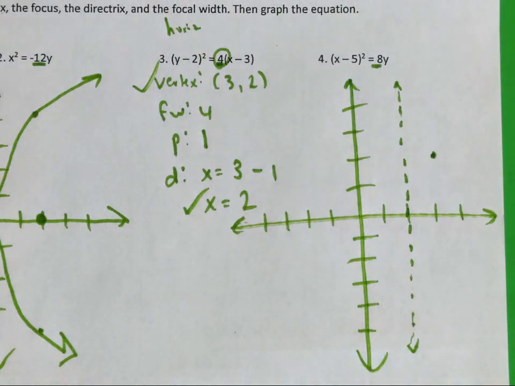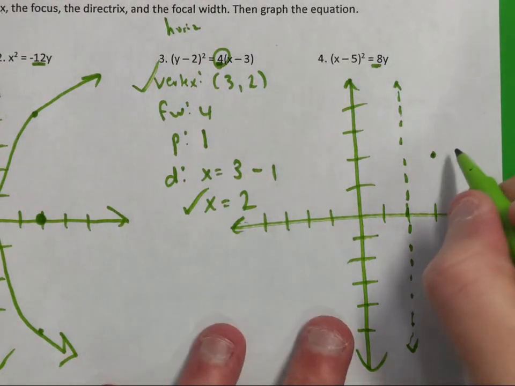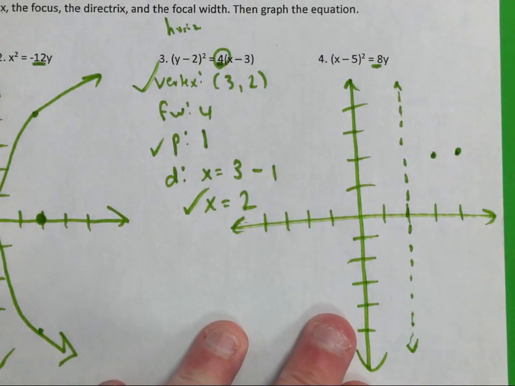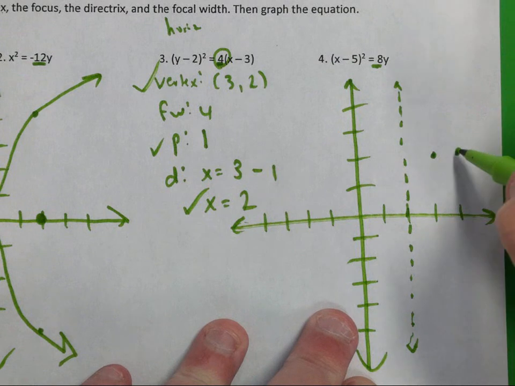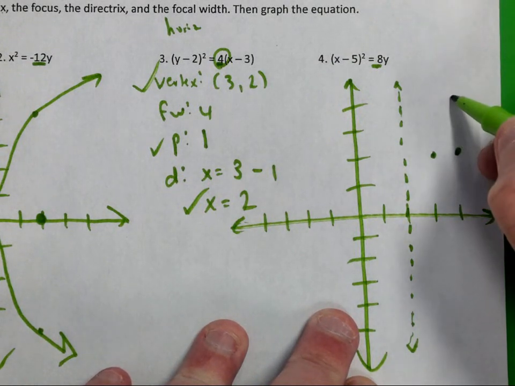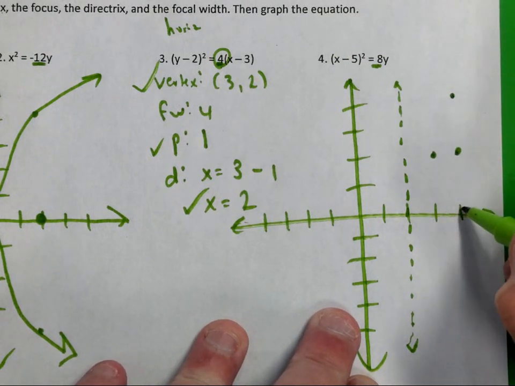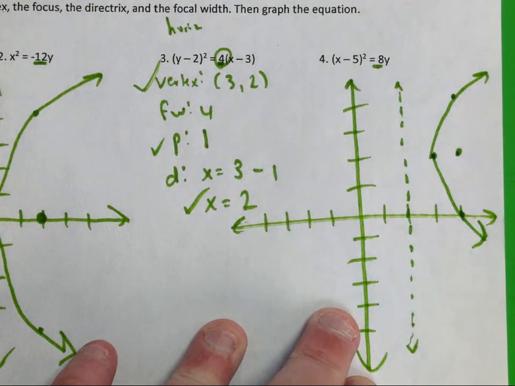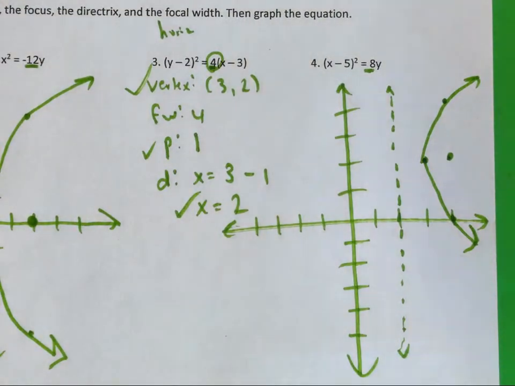Now, since my directrix is that way, would I go that way with my focus? I will go this way, wouldn't I? How many units do I need to go that way? 1. Put a dot. Check. Now I want my focal width. The span of that parabola is 4. So at my focus, do I need to go 4 or 2 this way? 2 this way, and how many the other way? 2. And you are done. There's your graph of that parabola. Bless you.